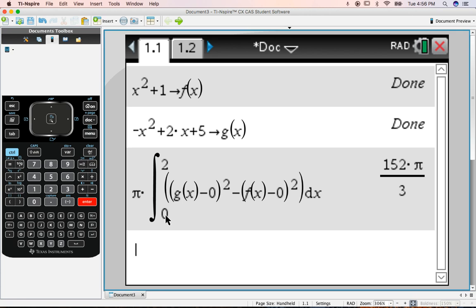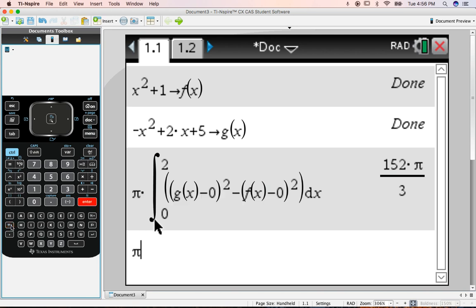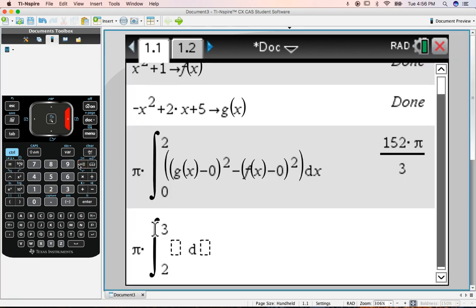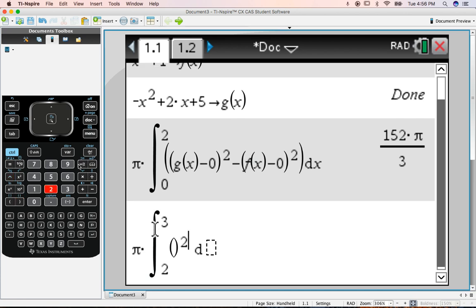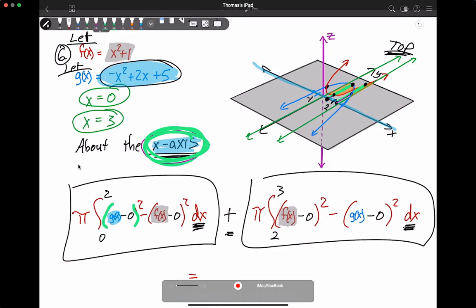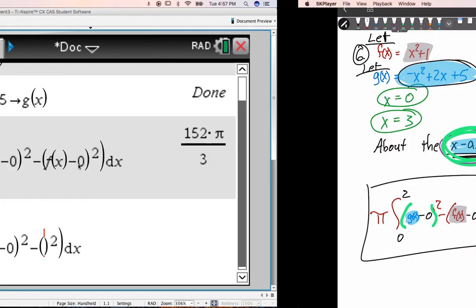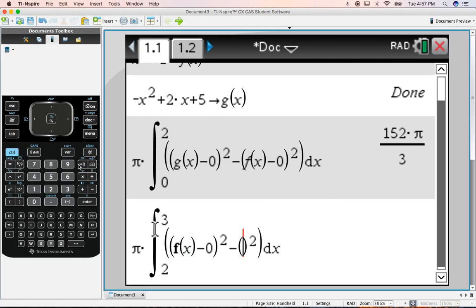Okay, so when I do it again for the second region, the way we wrote out on the other page, we're going to have pi multiplied with the integral from 2 to 3. And this time it's big R squared minus little r squared. It is still dx. And then this time it's f of x minus 0. So you could just put f of x if you want. I'm just going to do minus 0. And then over here we have g of x minus 0. So g of x minus 0.